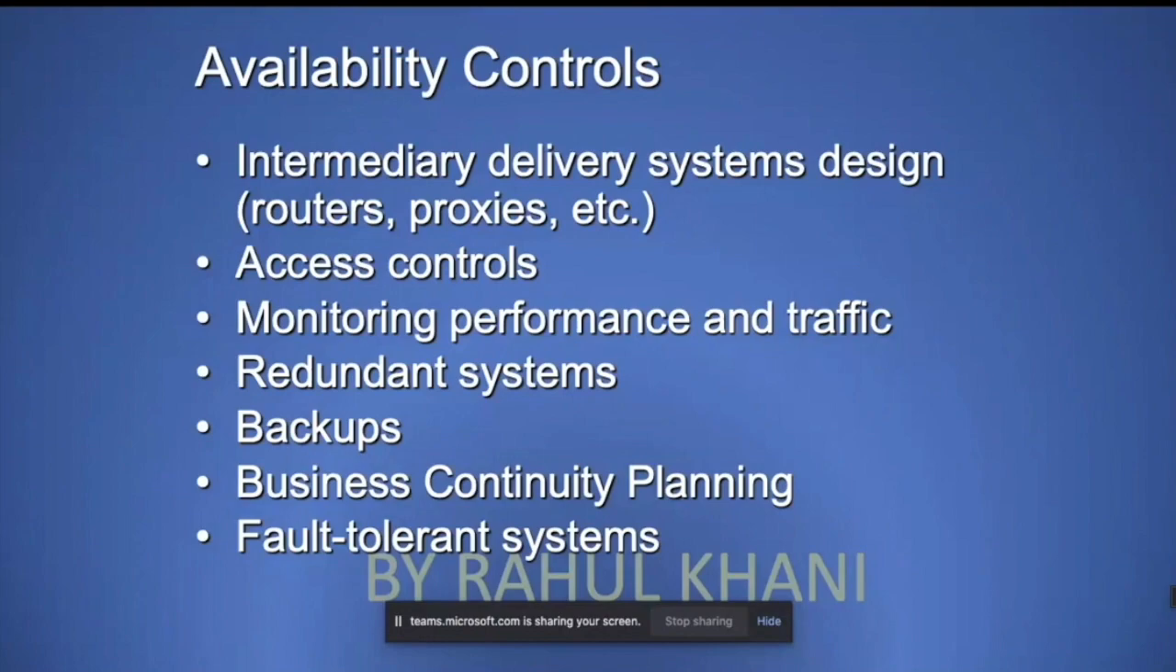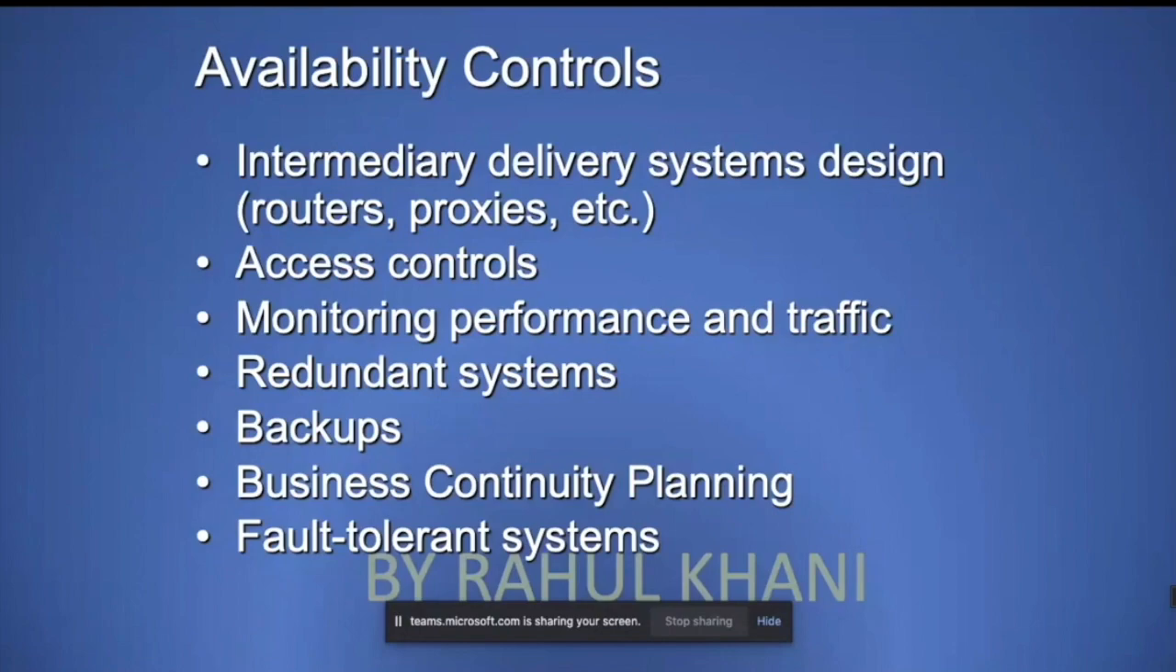So what are the controls that should be in place to ensure the availability of data? The intermediary delivery systems design. There should be routers in place, proxies wherever possible, so that the direct access to the main server is avoided. Access controls, we read earlier as well. Monitoring the performance and traffic.